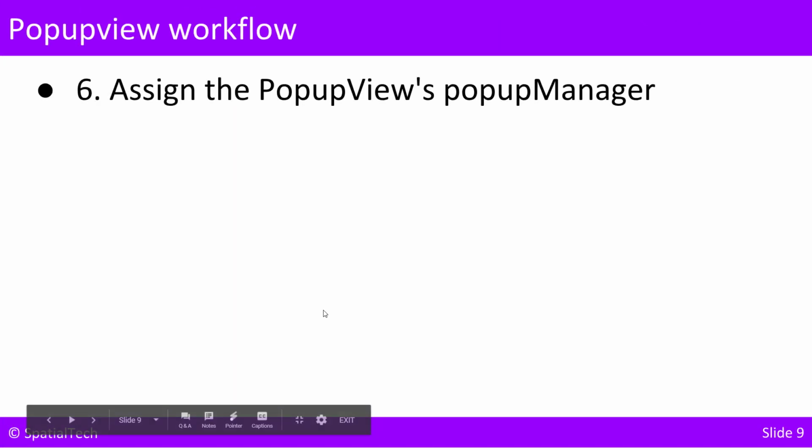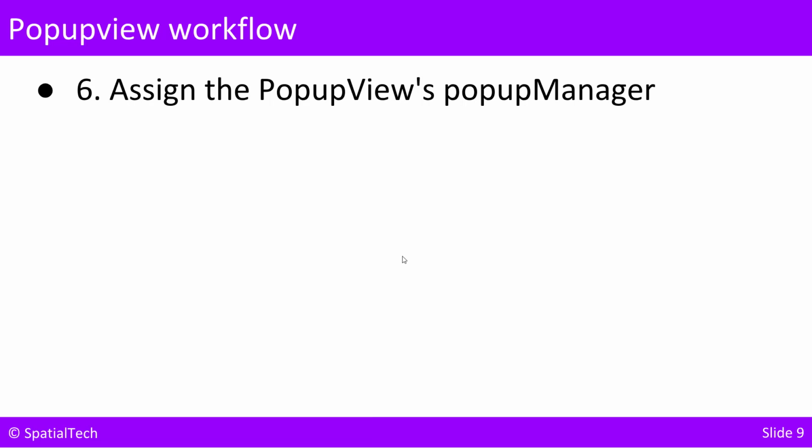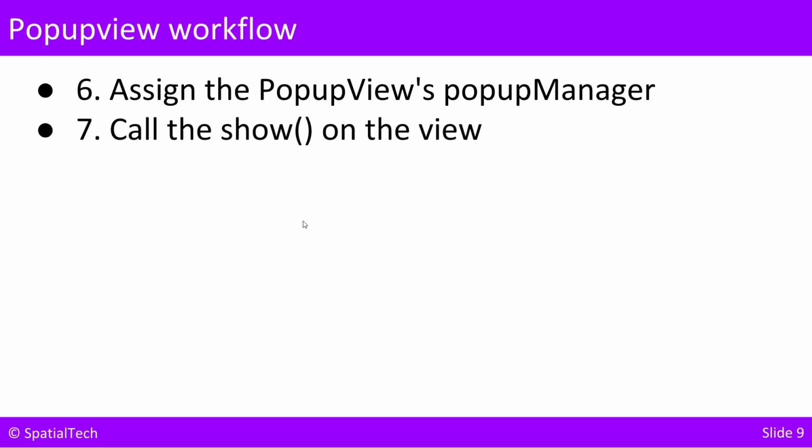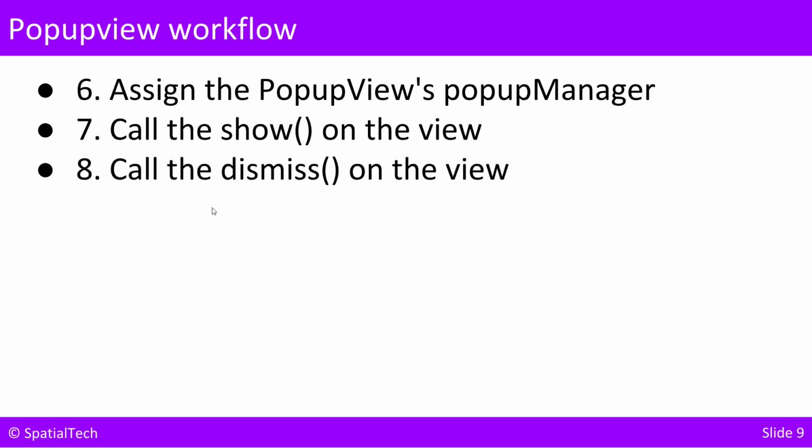And then we can assign, like I said, the pop-up view's pop-up manager to the pop-up manager we just created, which is based on the feature that we selected or identified. And then we call show on the view, and then it will appear on the screen. And then eventually you want to dismiss the view, or it's going to be there forever, right? Usually built into the pop-up view that comes with the runtime, you'll see a little X in the title bar. And when you click on the X, it will dismiss the view.